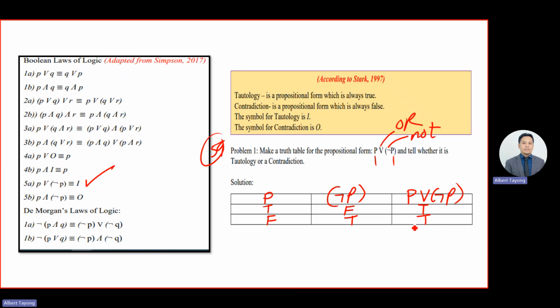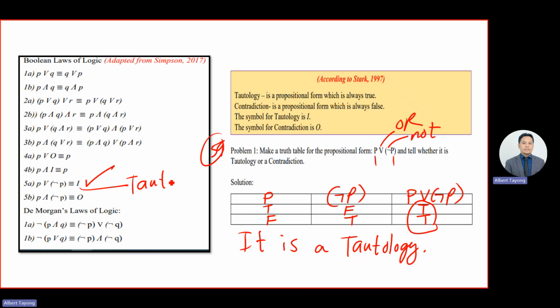So looking at the last column, all true. So it is a tautology. So P or not P is equal to I, the tautology, or 1. Okay, so that is 5a. True or false is true because we have or here. And false or true is true.